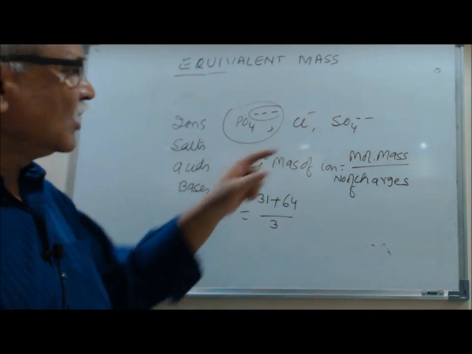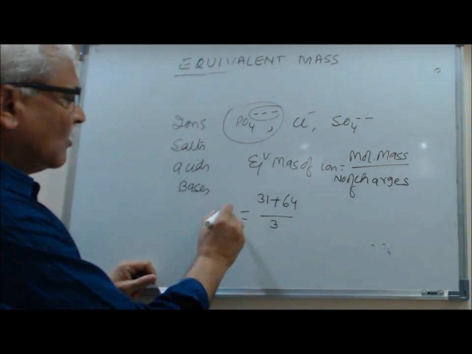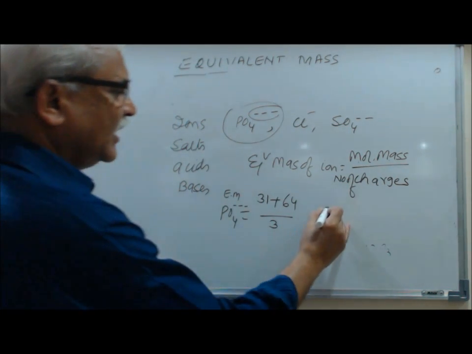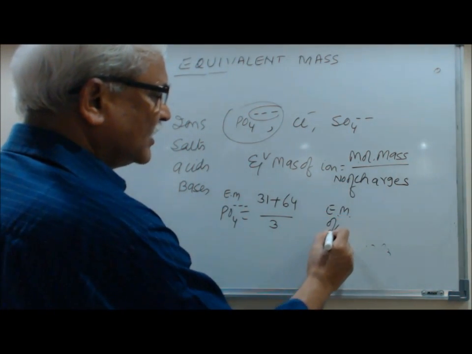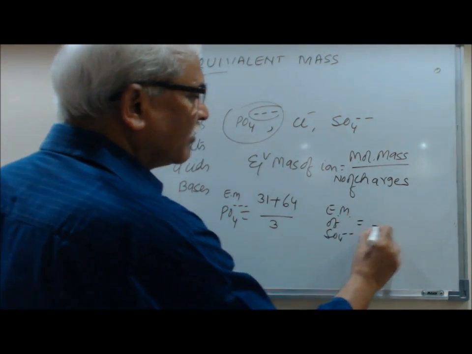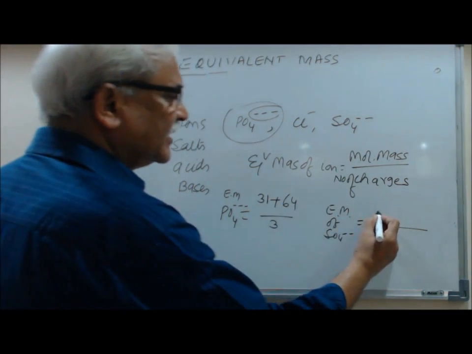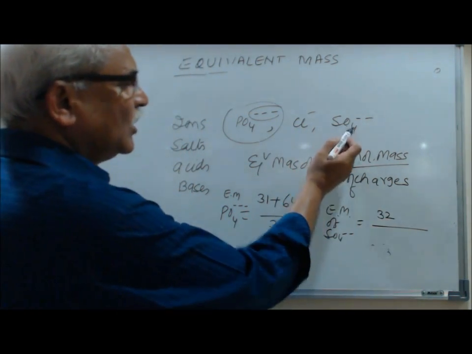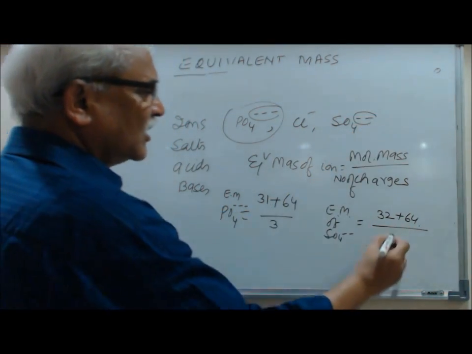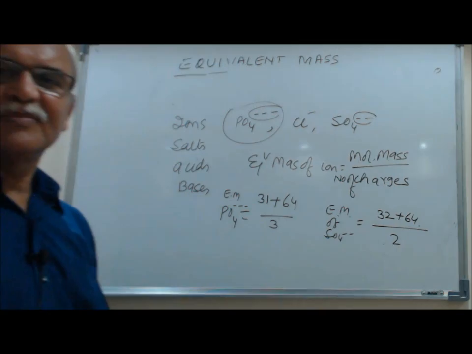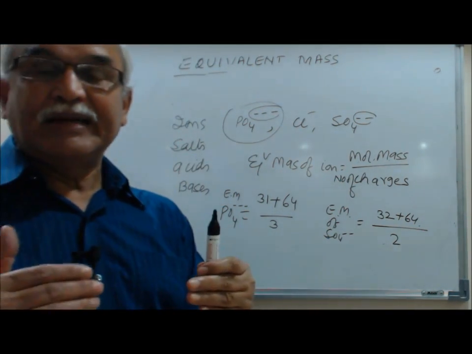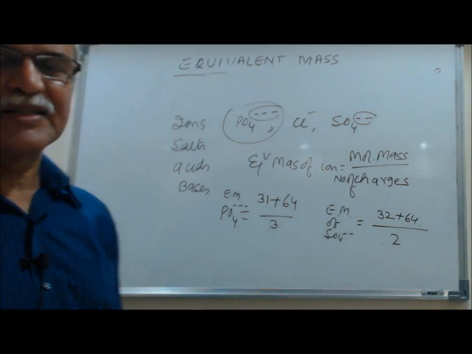Am I clear? What will be equivalent mass of sulfate? Equivalent mass of sulfate will be, it's laughably simple, you can predict. Molecular mass of sulfate. Sulfur is 32, O 16 into 4, 64, total 96. How many charges? 2, divided by 2. So for ions, we can find the equivalent mass by dividing the molecular mass by the number of charges.